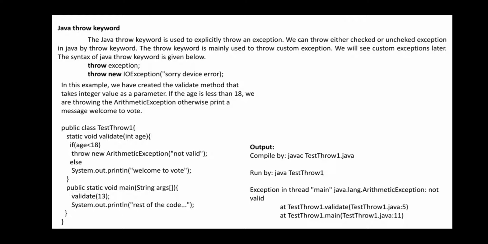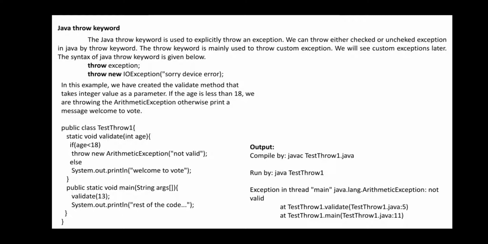We shall see the Java throw keyword is used to explicitly throw an exception. Explicitly means sending from one end to the other end. Implicitly means within the program, within the part. Explicitly means outside the code. Within the program, outside the code, we can say. That is called explicitly.